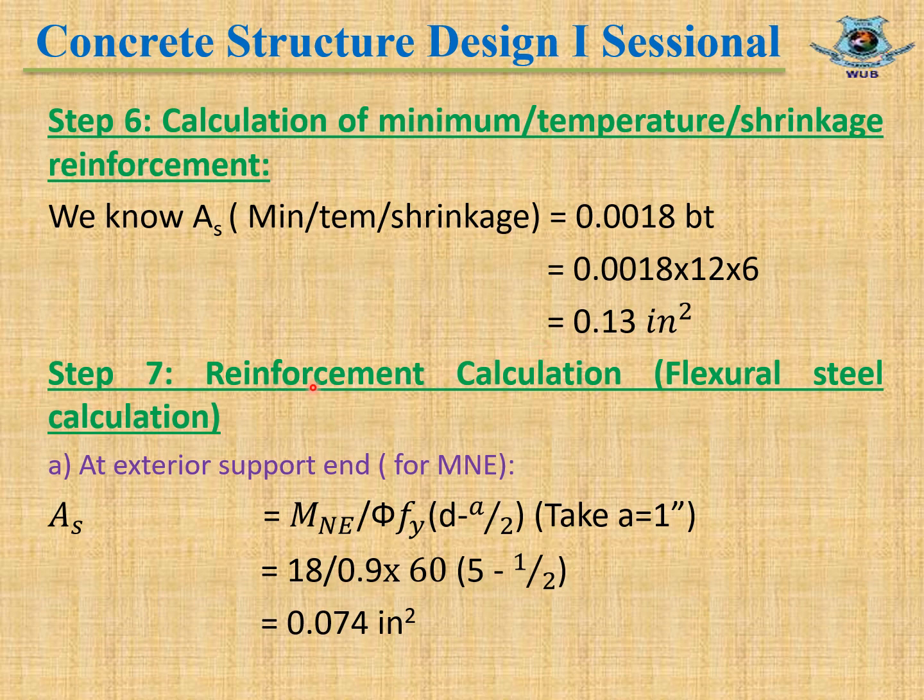Step 7. Reinforcement calculation for flexural steel. At exterior support end, MNE equal to 18 kip inch. Steel area A is equal to MNE divided by phi Fy into d minus a by 2. Take a equal to 1 inch for trial and error process. Here phi equal to 0.9, Fy equal to 60 ksi, d equal to 5 inch. Substituting all values in the equation, As comes to 0.074 inch square.